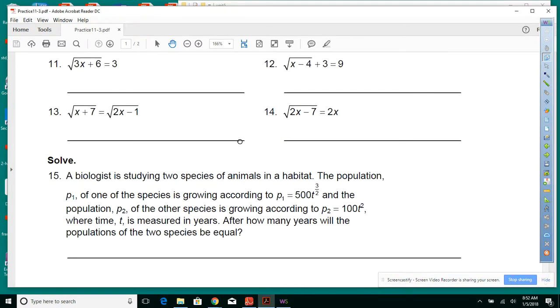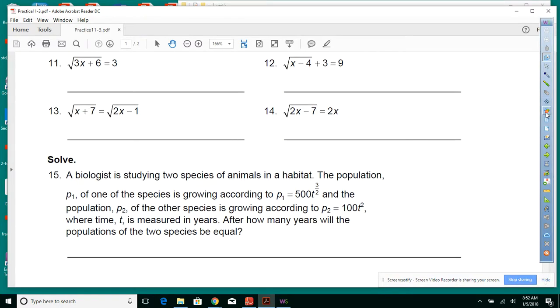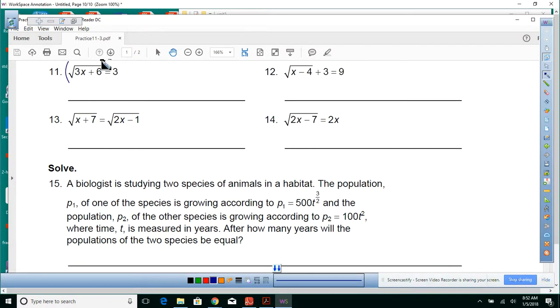Okay, so there we go. Not too bad. Number 11. Pretty easy. Let's just square both sides, and we get 3x plus 6 equals 9. Subtract 6 from both sides, and we get 3x equals 3. So x equals 1.